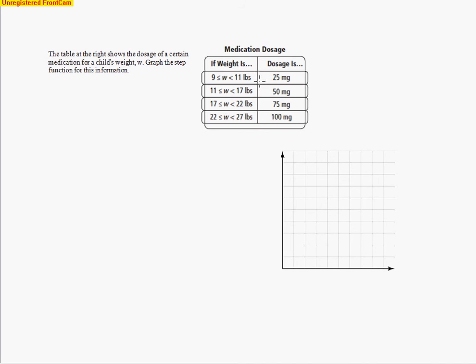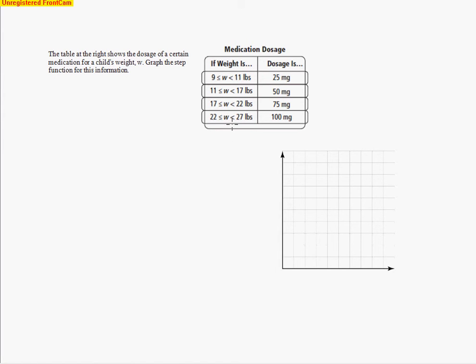And here they give us some different values for x's and some dosages. So the dosage is going to depend on the weight. And so that typically makes sense. So you're going to end up having a smaller dosage if you are lighter, where if you're heavier, your body can handle a little bit more of that, where it's going to take more medicine for you to be affected by this. So it says here, the table at right shows the dosage of a certain medication for a child's weight. Graph the step function. So we're going to see what one looks like.